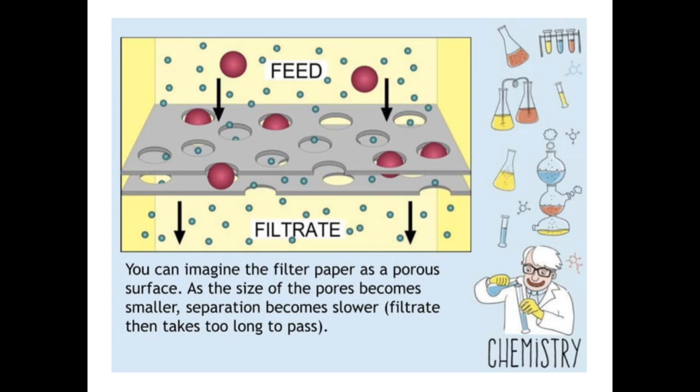Okay. Filtration has a lot of applications, even industrially. For instance, look at this filter bed. You can imagine the filter paper as a porous surface. As the size of the pore becomes smaller, separation becomes slower, and that's why we usually use filtration in the water treatment industry. Why? Because it is used to remove certain small impurities.